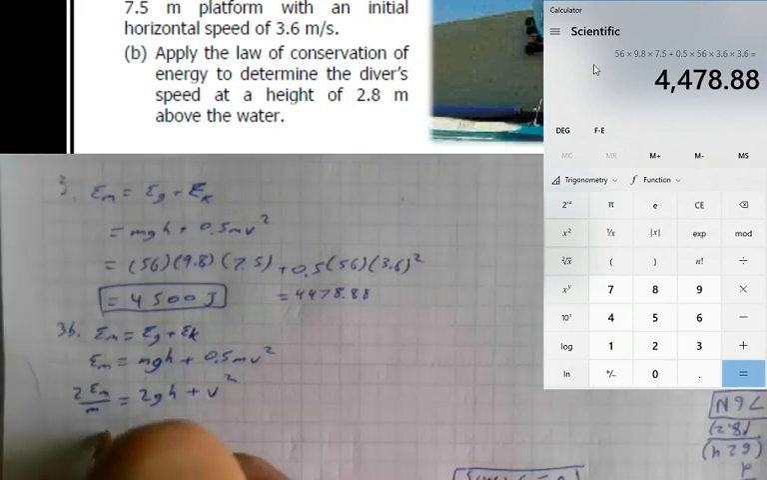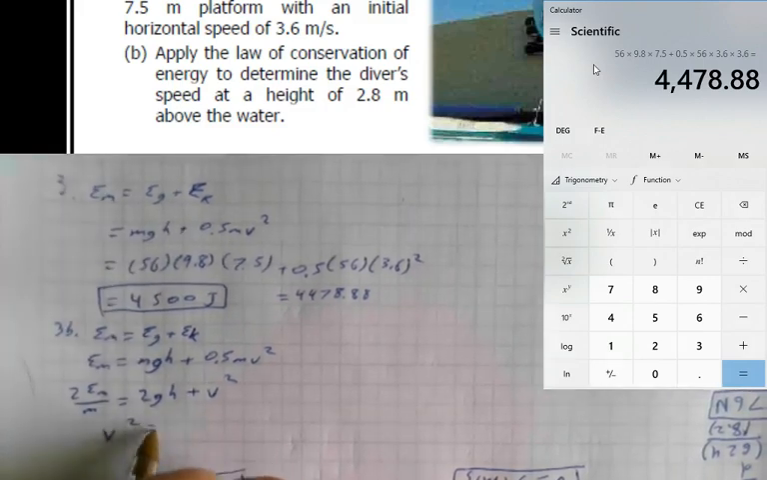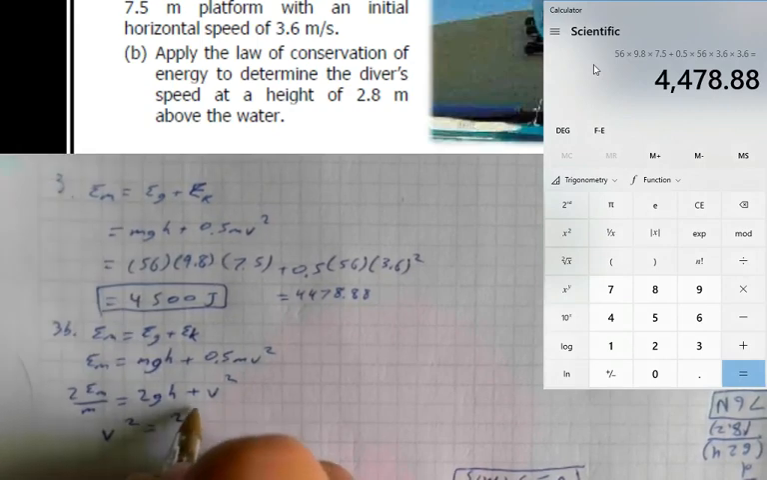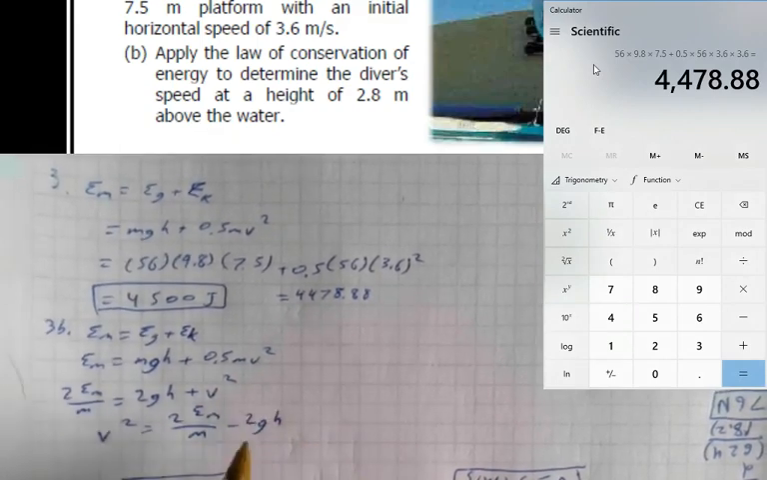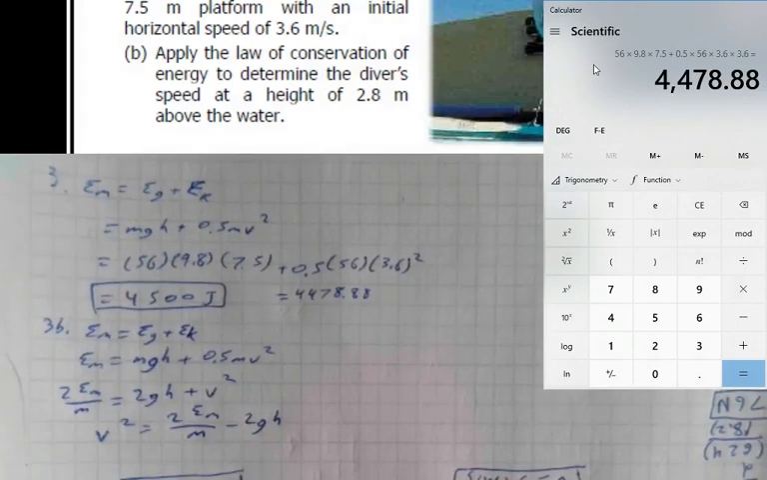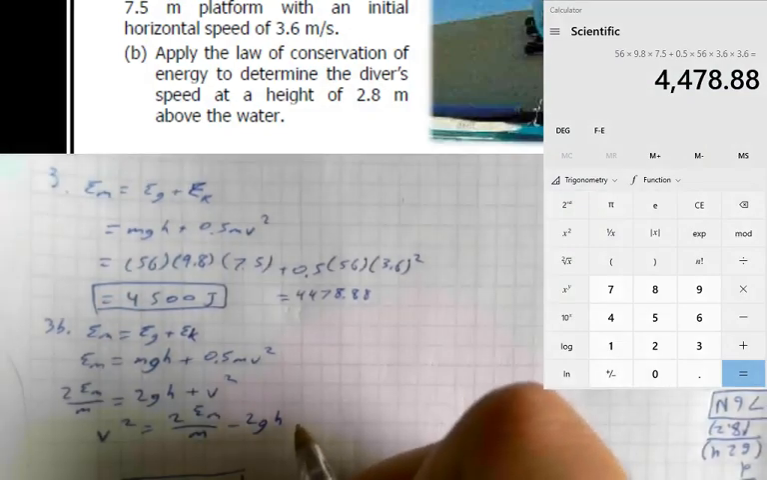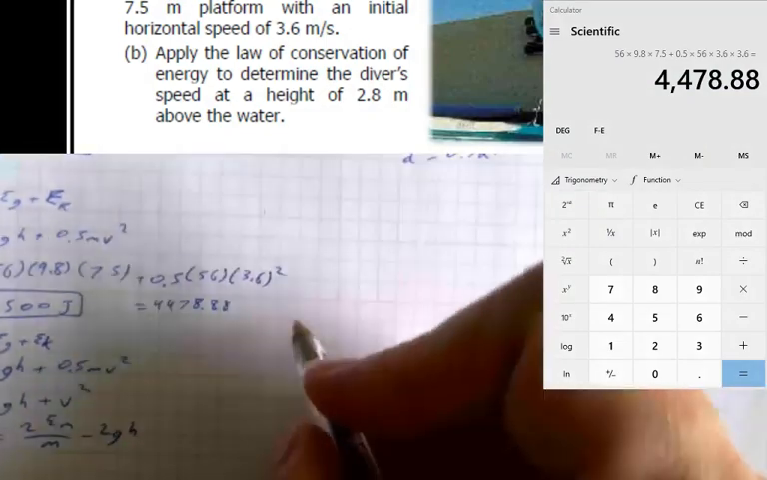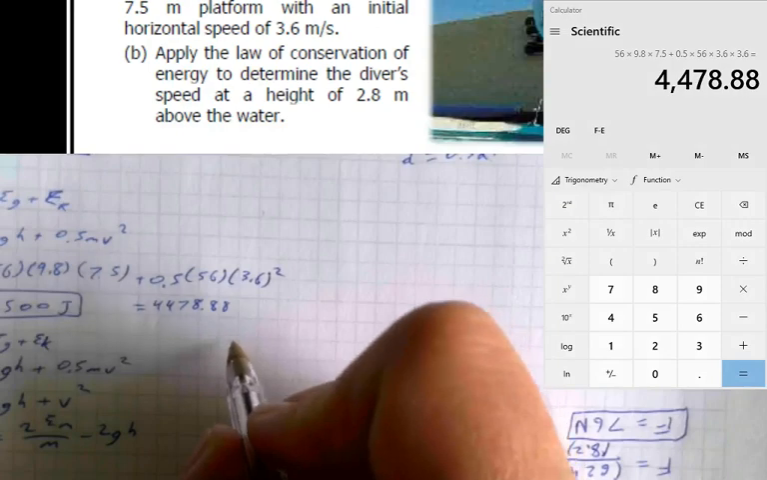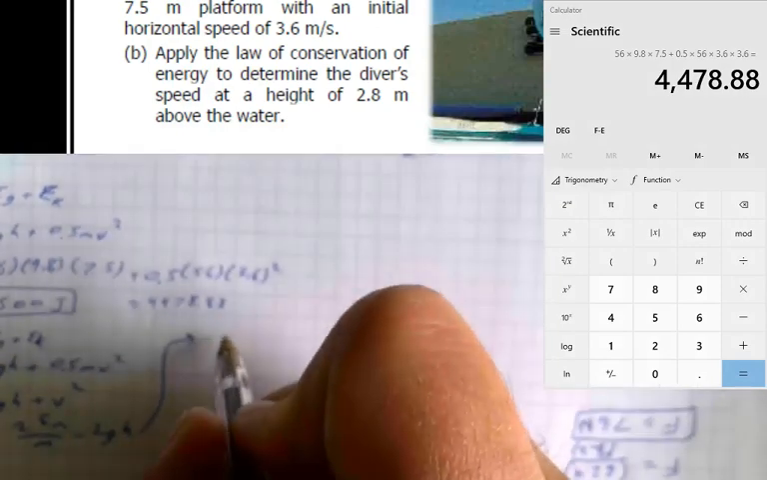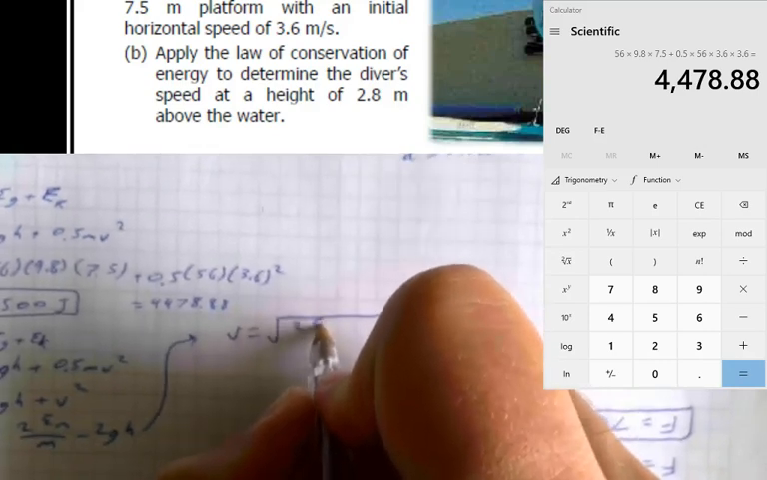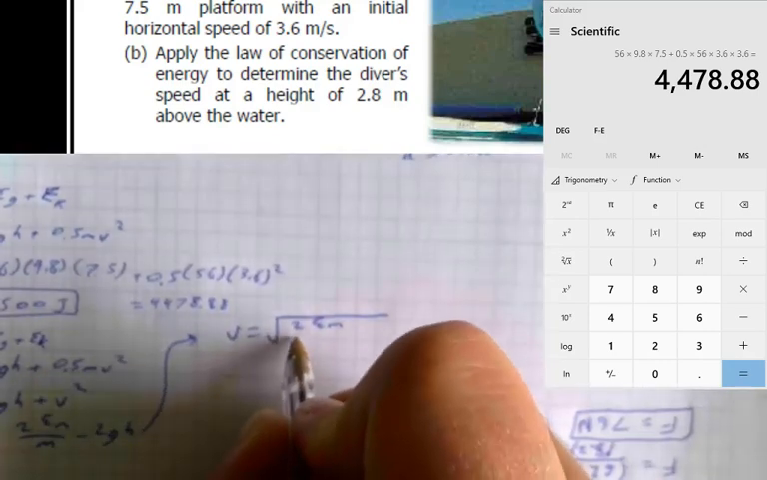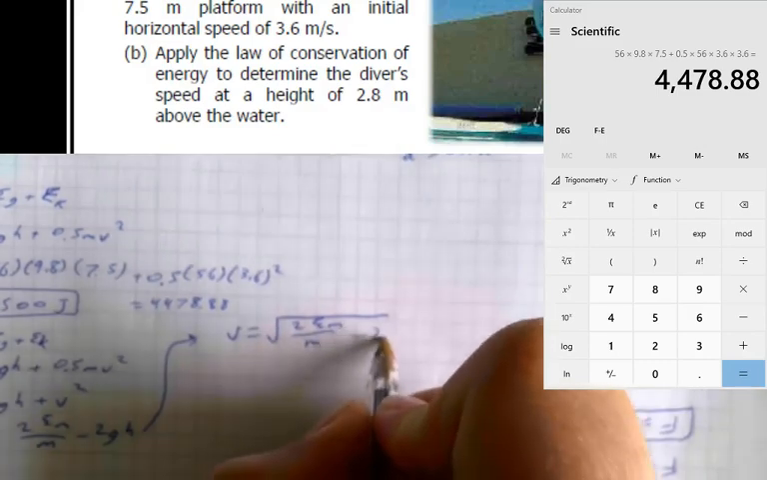Let's then write the v squared by itself. That would be 2EM over m minus 2gh. And we're now going to continue this over here. So v is equal to the square root of 2EM over m minus 2gh.